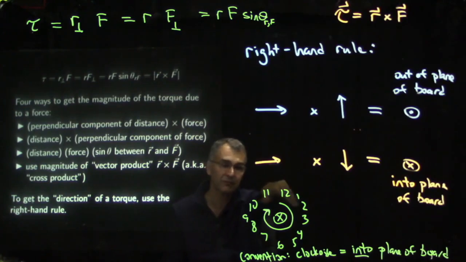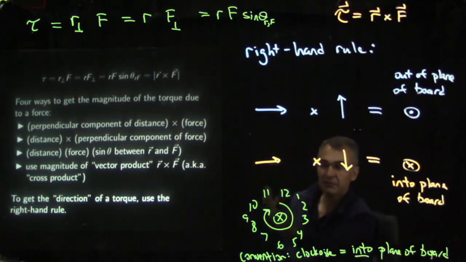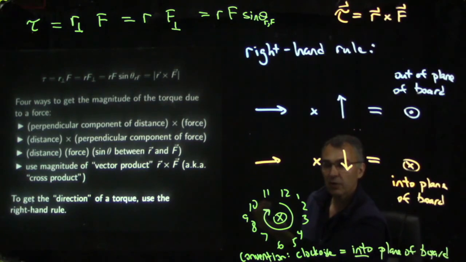Now this is actually my right hand, although I mirror the video for the light board, so it looks to you as if it's my left hand. But using my right hand, if I wrap my fingers of my right hand around in such a way that my fingers are pointing the way the clock hand moves, then my thumb points into the plane of the board. So see if you can do that with your right hand.